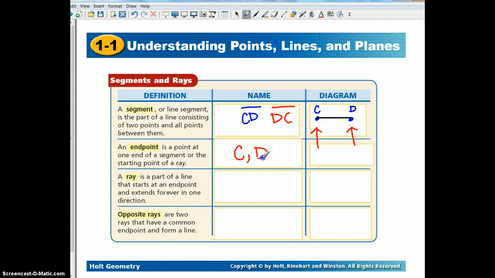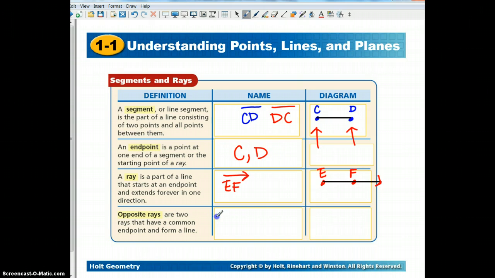A ray is a part of a line that starts at an endpoint and extends forever in just one direction. So I'm going to give myself an endpoint of E. I'll give myself another point, F. I'm going to start my line, my ray, at E and go through F. However, it does go forever in one direction. So I will be putting an arrow on that part of the ray that went past point F. You can name this ray EF.